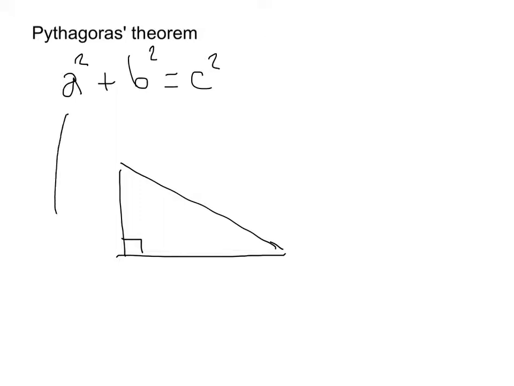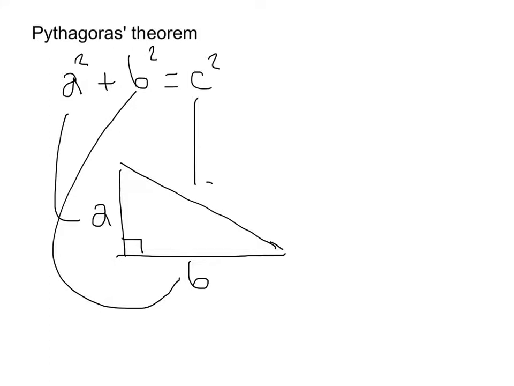Now, A is one of the shorter sides, doesn't matter which one, and B is the other shorter side, so again, doesn't matter which one. Now, what's important is that C is always our longest side. So there we can see a triangle with sides A, B, and C.